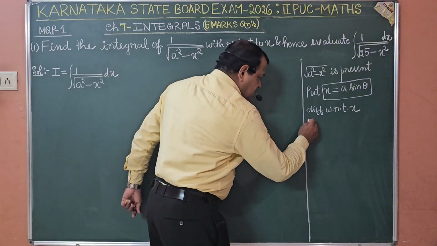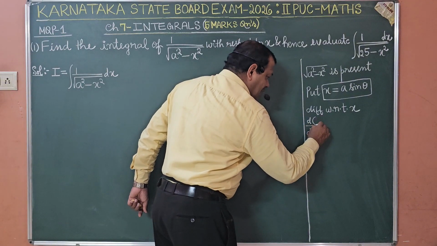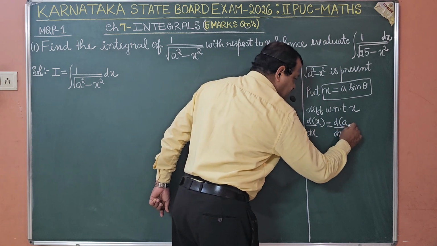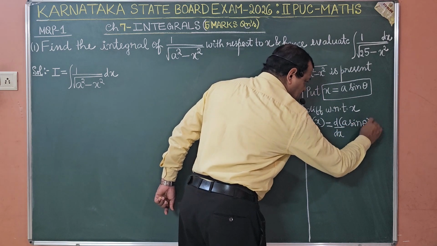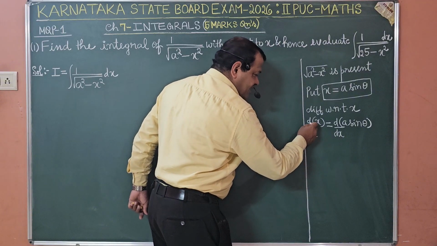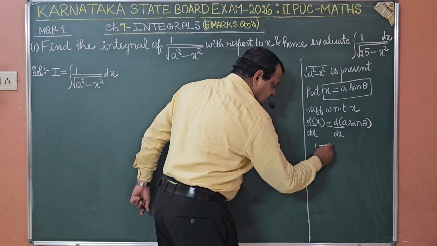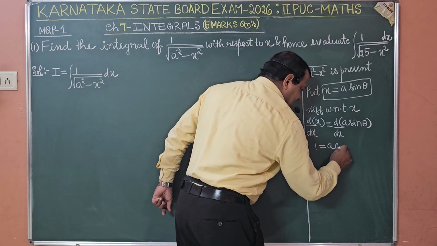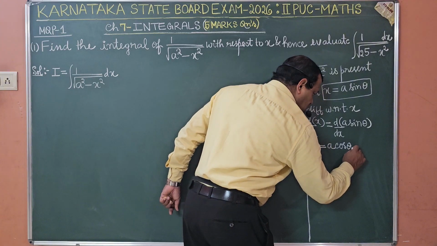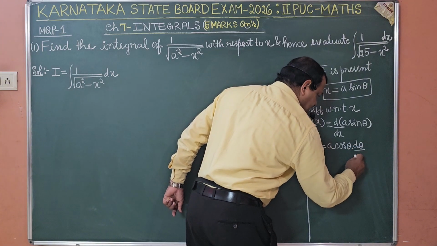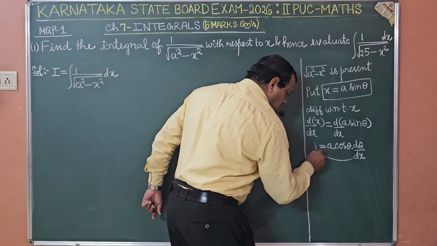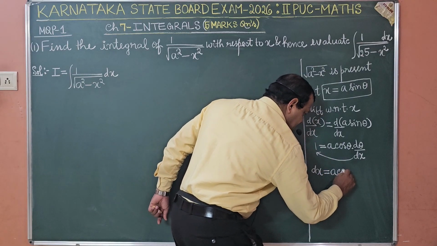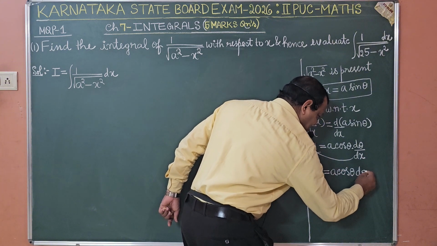So it is d by dx of left side x is equal to d by dx of right side a into sine theta. Left side d by dx of x is 1, is equal to, here a is constant, d by dx of sine theta is cos theta into d theta divided by dx. Therefore, cross multiply, 1 into dx: dx is equal to a into cos theta d theta.